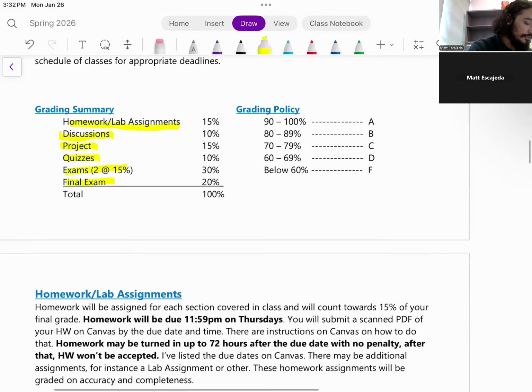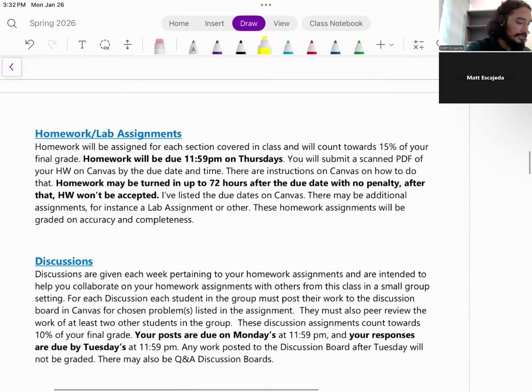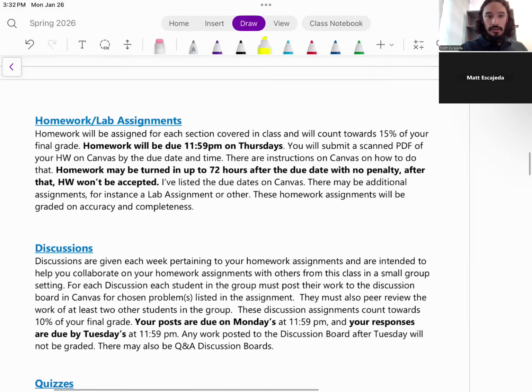Okay, so homework and lab assignments. So each week we'll have a homework assignment. It'll be due every Thursday, okay? It's going to be a scanned PDF into the homework submission. So they'll be due on Thursday. So the homework from this week would be due next Thursday. Okay, that's how it works. It's always the next Thursday.